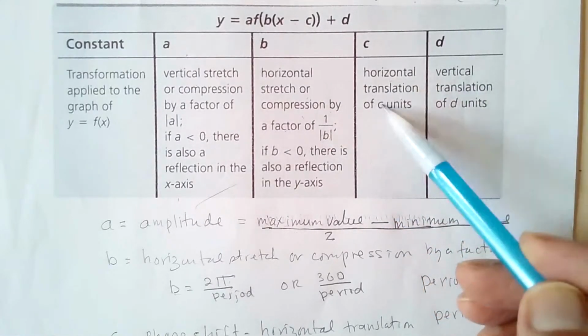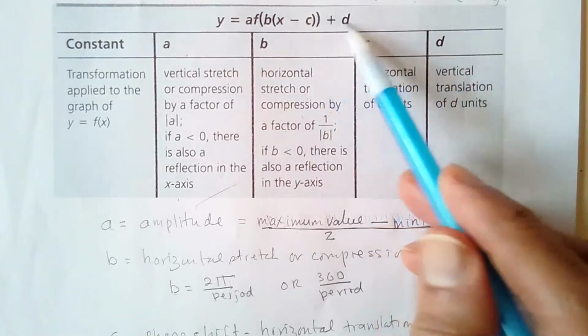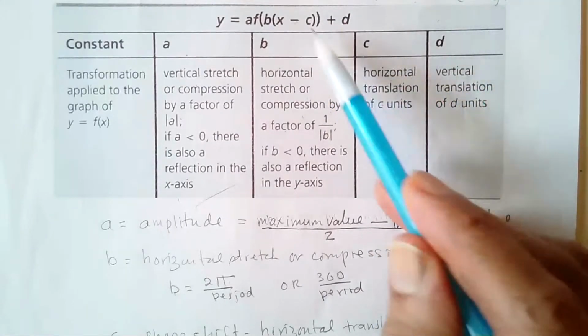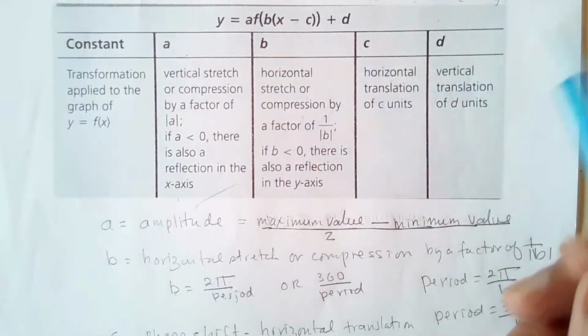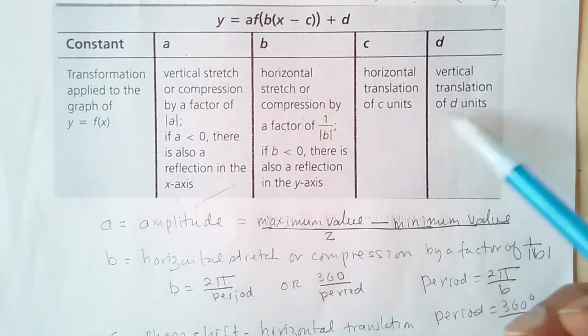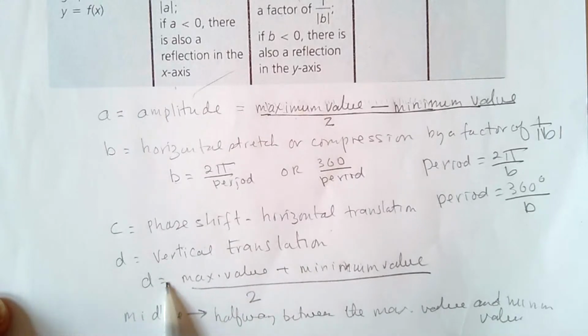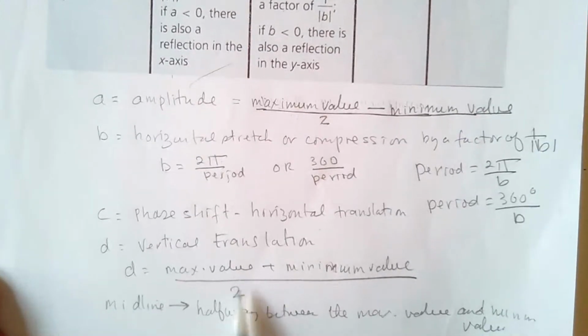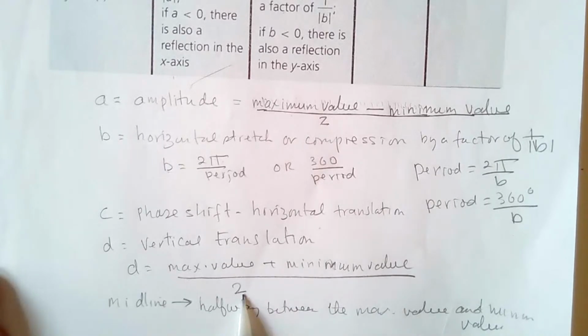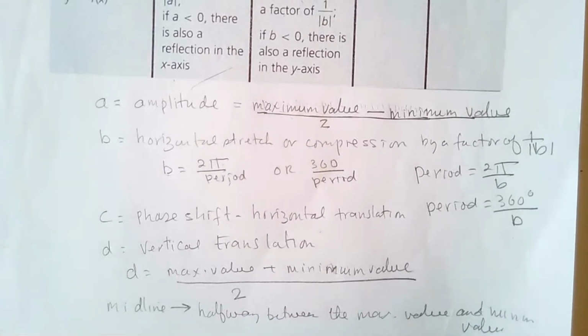The c is a horizontal translation. So if it's negative, it's to the right, and if it's positive, to the left. And d is a vertical translation, or what we also call the midline. So c is a phase shift and d is the vertical translation, and d can be found by the maximum value plus the minimum value divided by 2, which is the midline also. So that's a general overview of the graph. So we'll be using it.